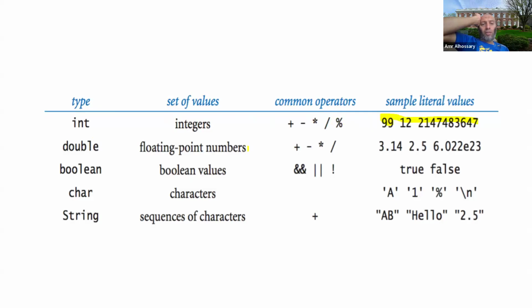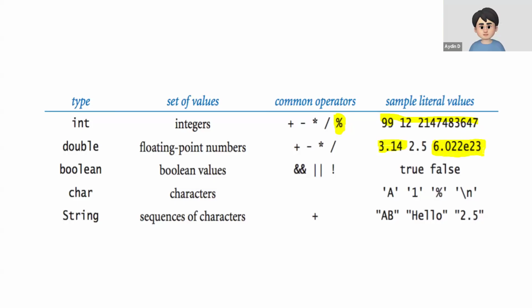Double calculates floating point, called floating point operations, and there is no modulus in the double because the double makes fractions, so there's no remainder. So we have values like 3.14, the pi, and anything else. There's also a value which means 6.022 times 10 to the power 23. I don't know whether you are familiar with this scientific notation or not.